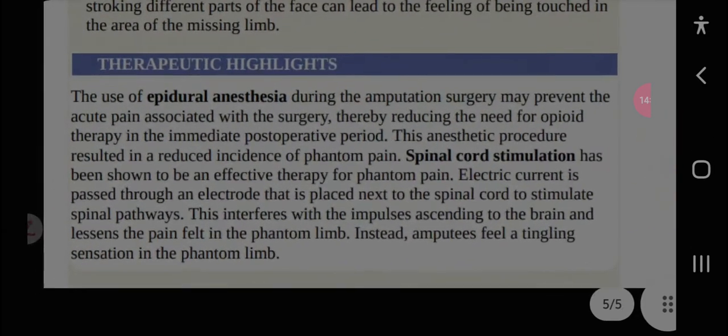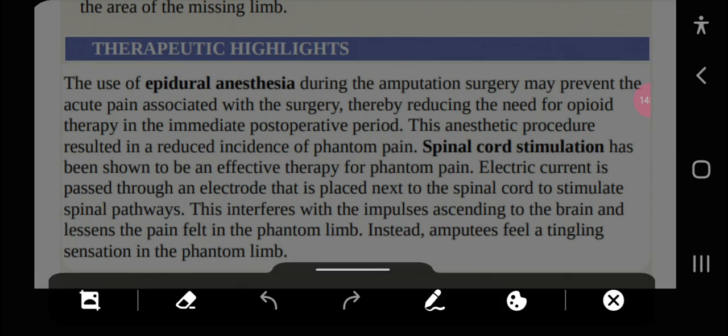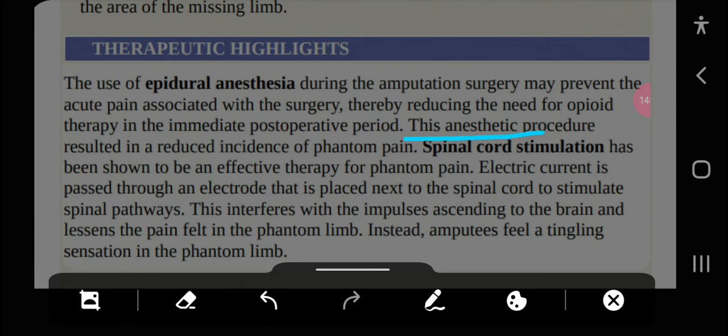Therapeutic highlights: the use of epidural anesthesia during the amputation surgery may prevent the acute pain associated with the surgery, thereby reducing the need for opioid therapy in the immediate postoperative period. This anesthetic procedure resulted in reduced incidence of phantom pain.